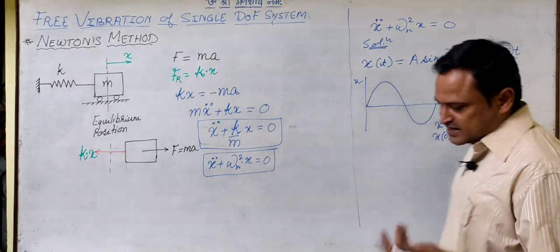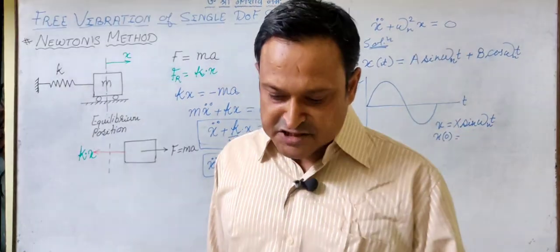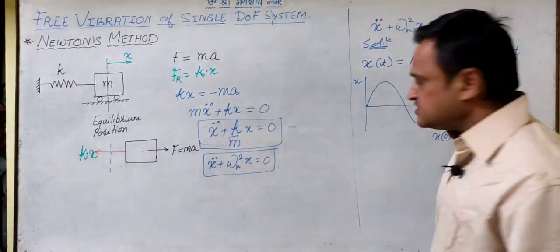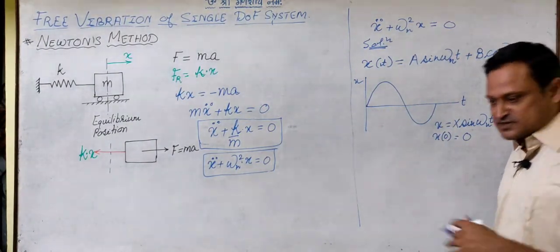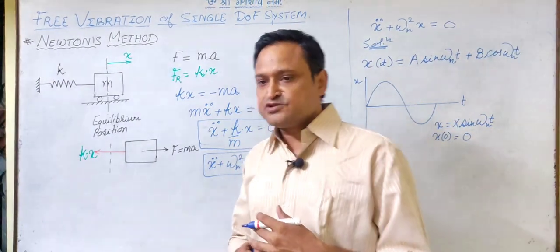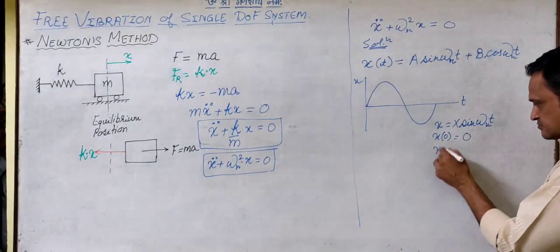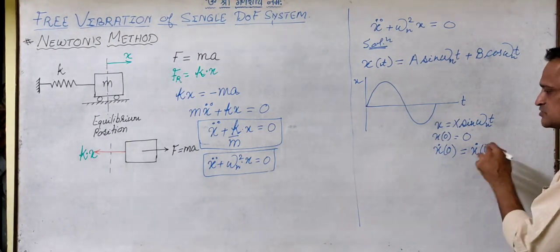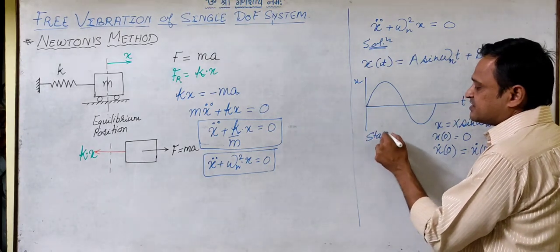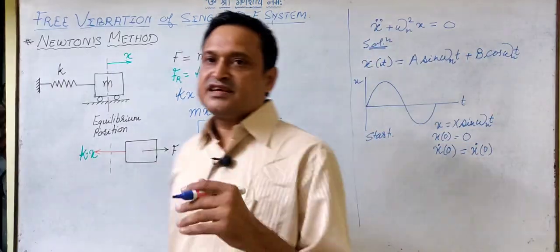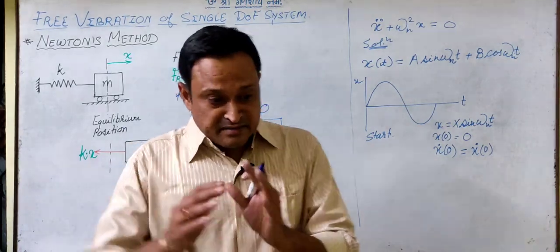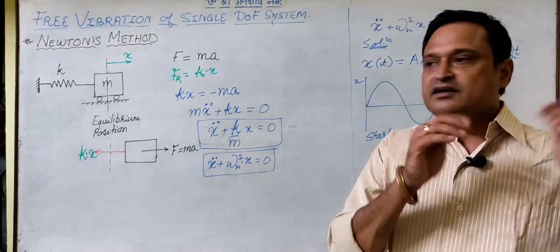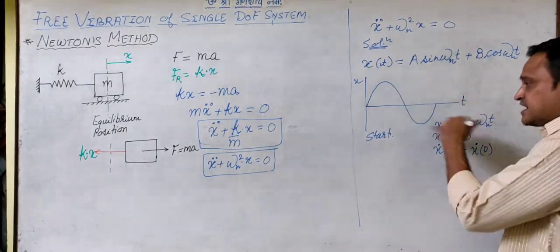So this equation means that at time t equal to 0, the displacement x0 is 0. That means at the start there is no displacement, but at time 0 there is some velocity. So during the start there is no displacement, but rather the system is actuated, or it starts with a velocity. So I can get a sine equation.